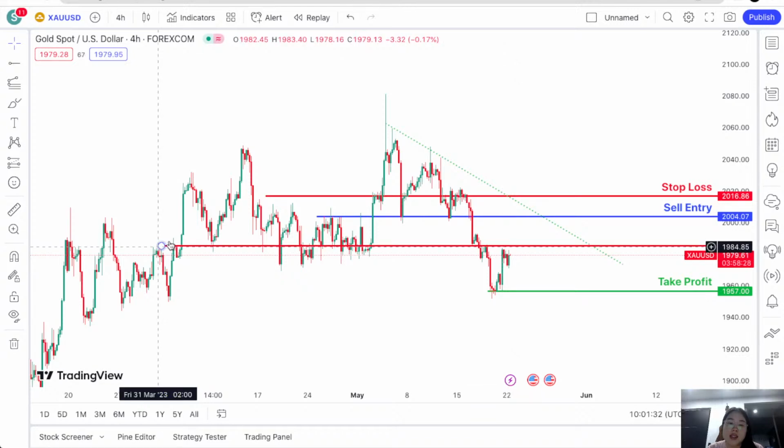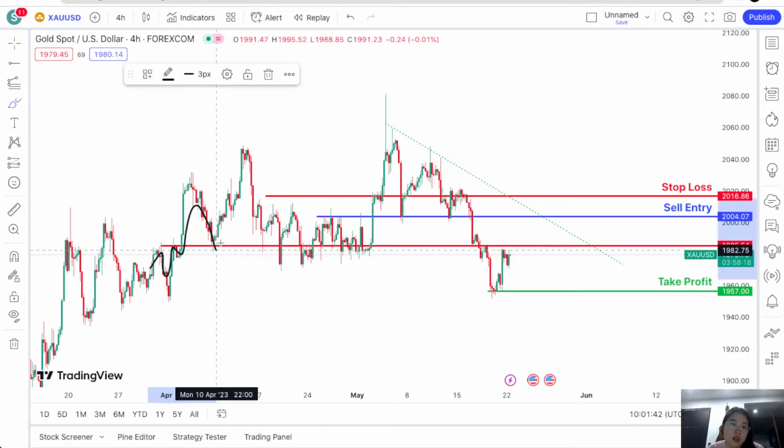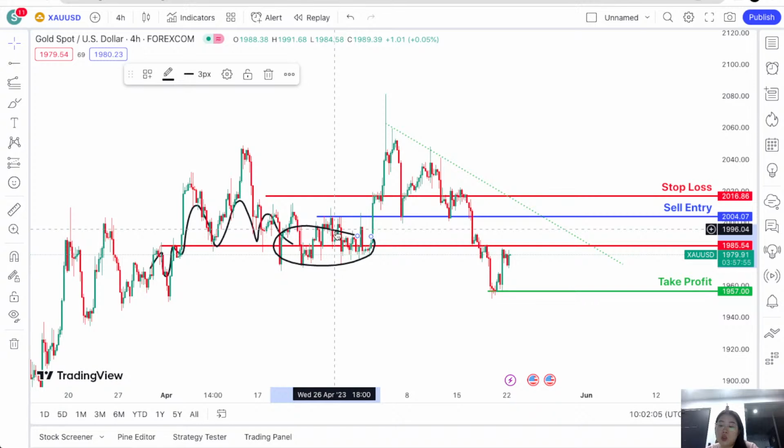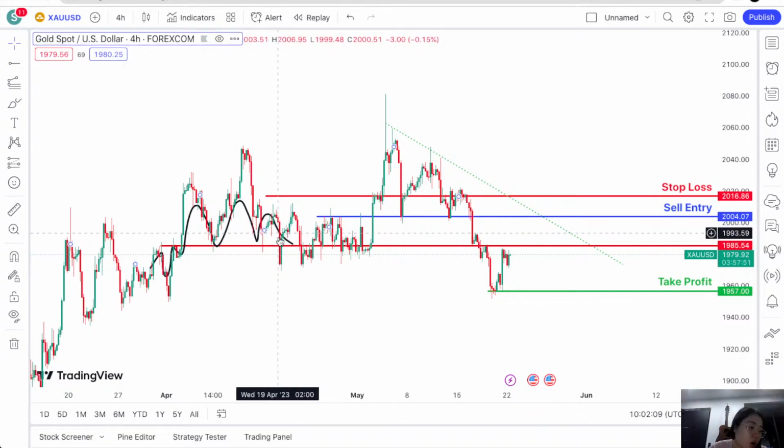You guys see how price came here, reversed, came here, reversed, came here, reversed, and came here, reversed. And then when it came to this part of the structure, price stopped respecting this area already. You can see how price is just cutting through this resistance. Because of that, I don't think this resistance is strong enough to hold up price in this area, making me think that this is not where price is going to reverse.